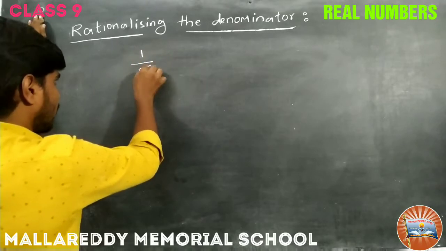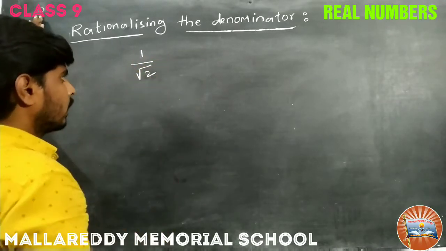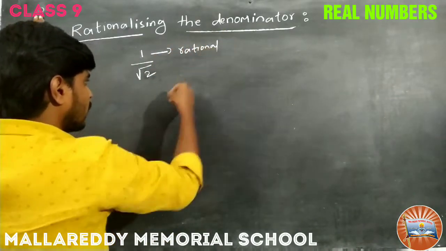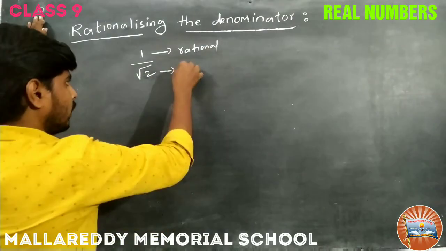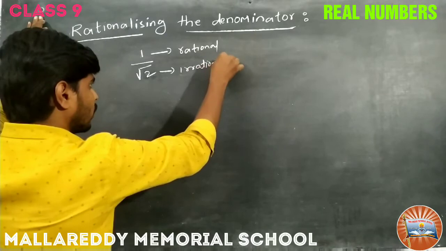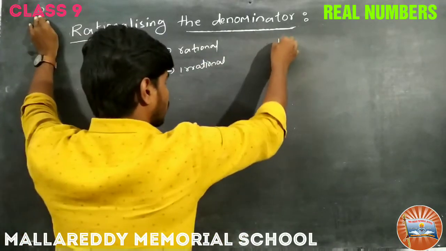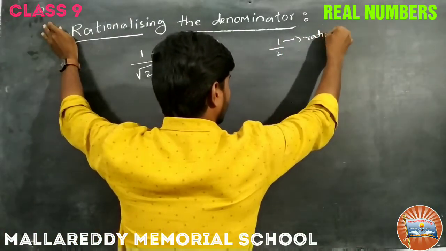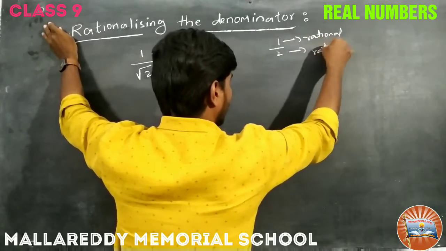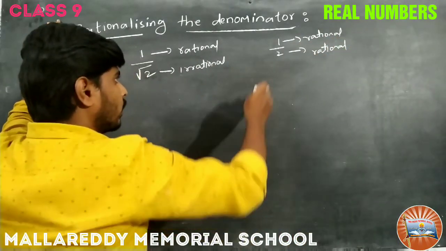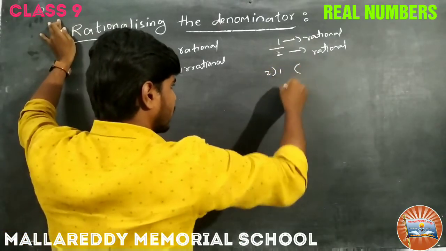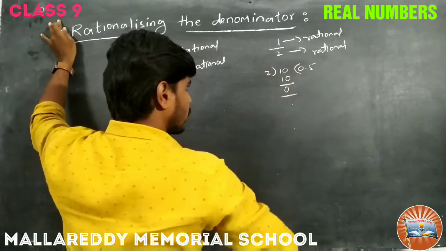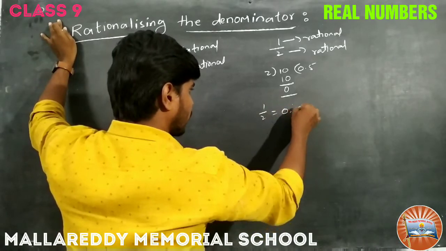Suppose I take 1 by root 2. Here 1 is the numerator, that is a rational number, and root 2 is the denominator, that is an irrational number. Now suppose I have taken 1 by 2. Here the numerator is rational and the denominator is also rational. If I want to divide by 2, simply we can take 0 here, 0.025, it becomes 10, remainder is 0. So 1 by 2 we can write as 0.5, isn't it?